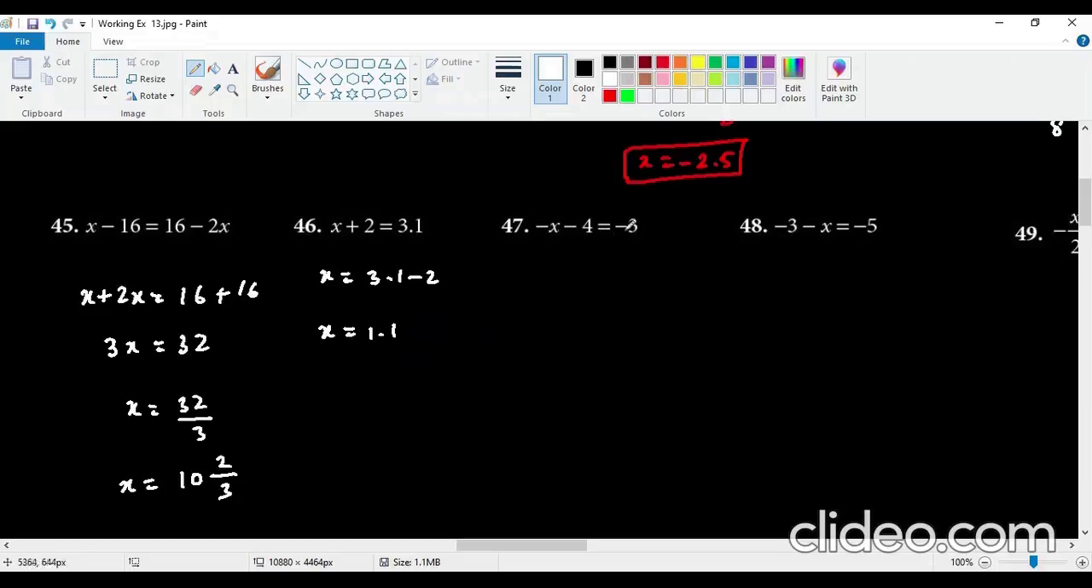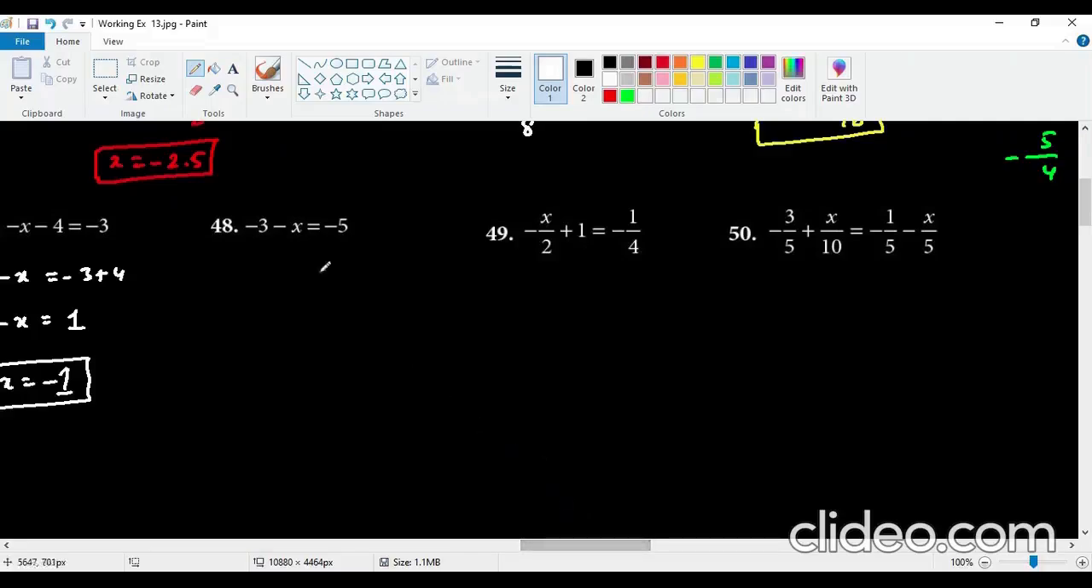In here we have negative x equals negative 3 plus 4. That means negative x equals a 1, or you can say x is equals to negative 1 as an answer for this question. Now comes question number 48. In here, negative 3 and plus 5 equals positive x, and that means x is equals to 2 as an answer.